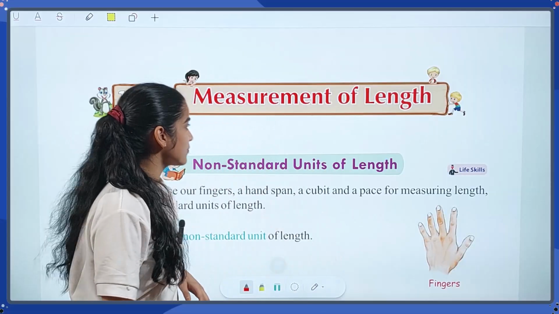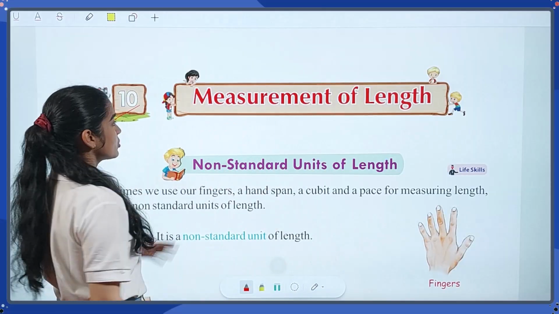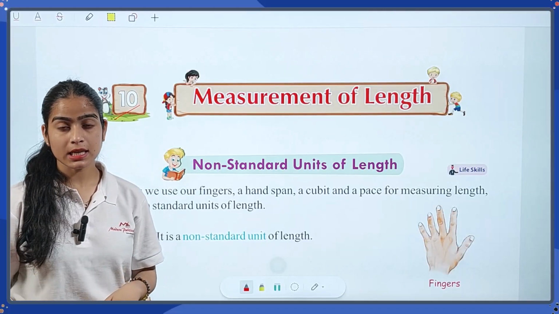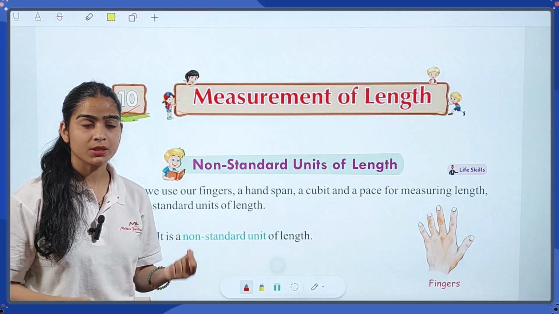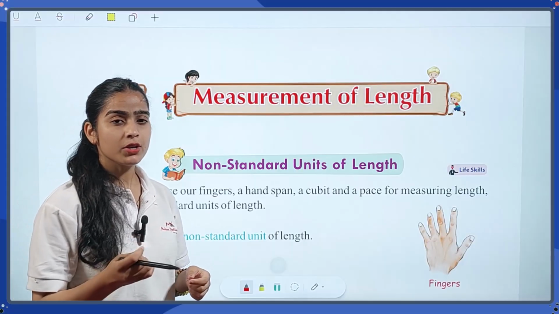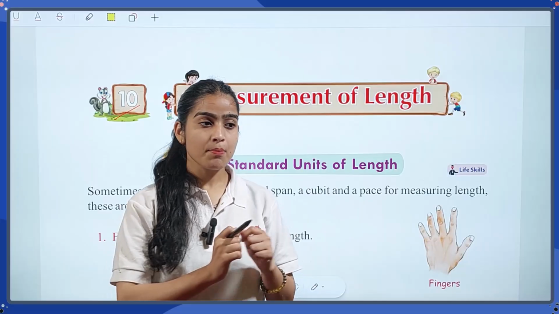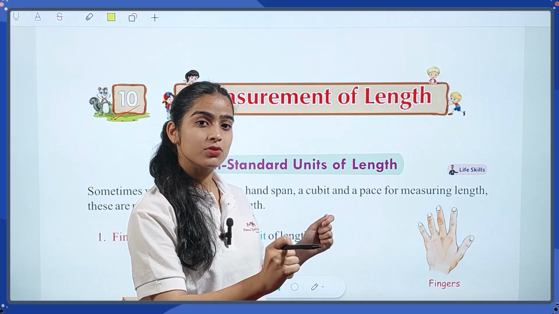So, today we have chapter number 10, which is measurement of length. First of all, we are discussing what is meant by measurement. Measurement, you can simply say, is when you have your ruler in your hand and you measure how many centimeters you have.